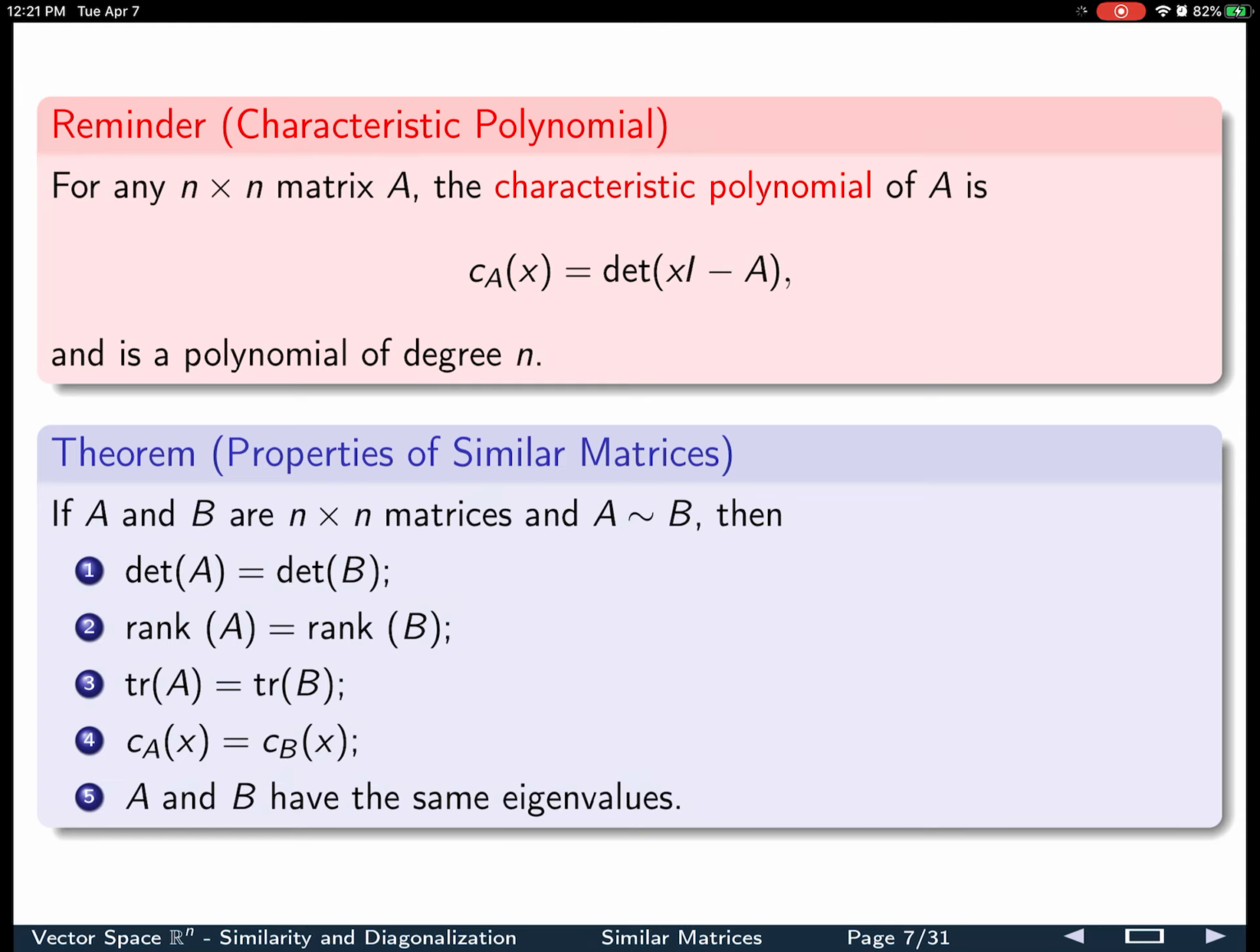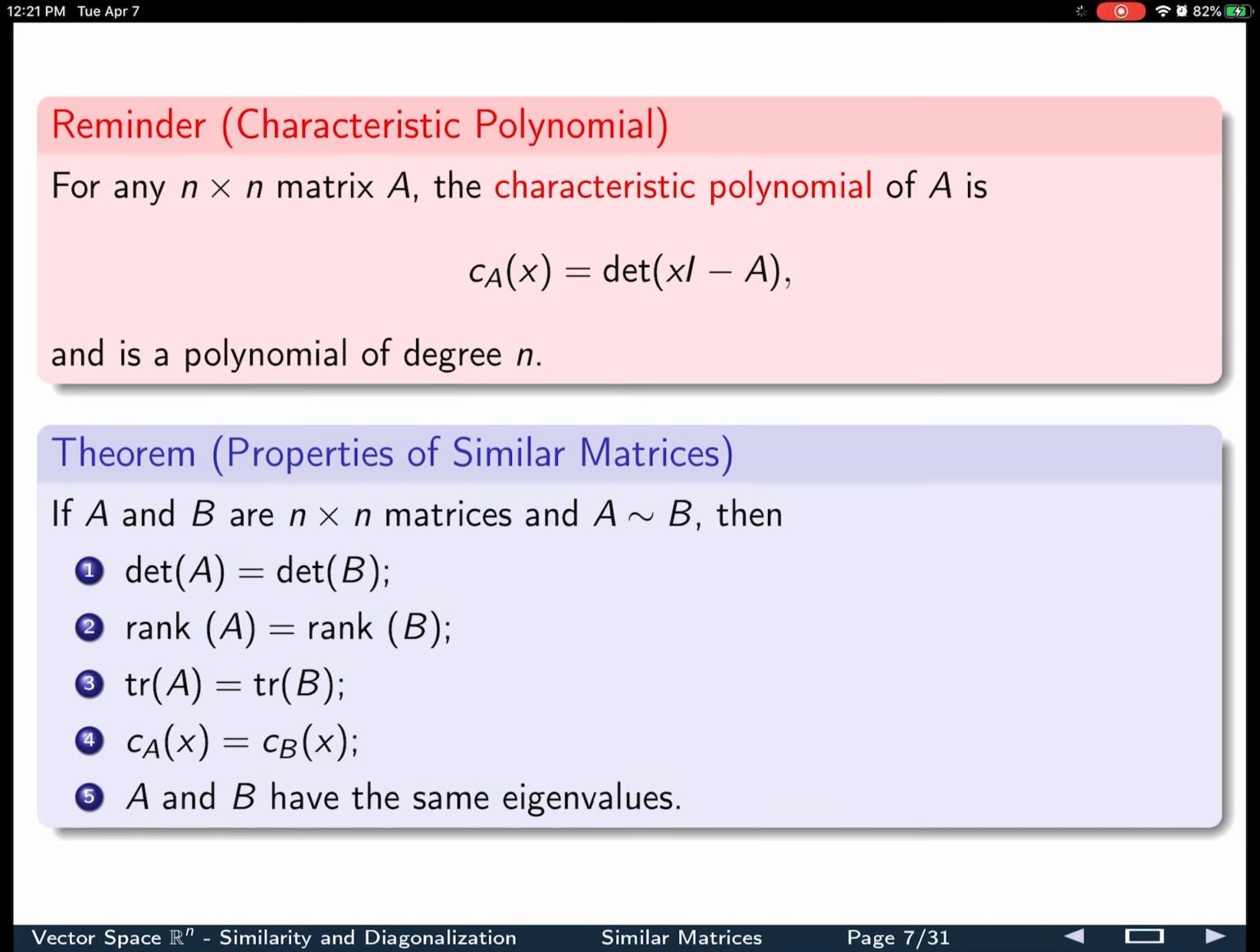Yes. Properties of similar matrices. I suppose these are important to look through. If we have two similar matrices, then their determinants will be equal, their ranks will be equal, the trace will be equal, the characteristic polynomials will be equal, and therefore they have the same eigenvalues. So this is one of the most important things about similar matrices, that they have the same eigenvalues.